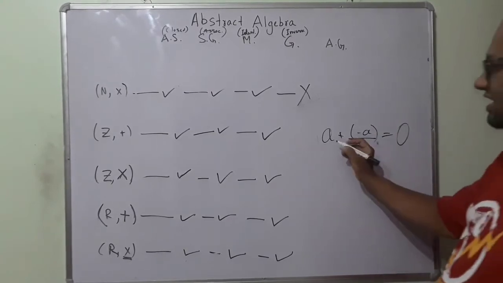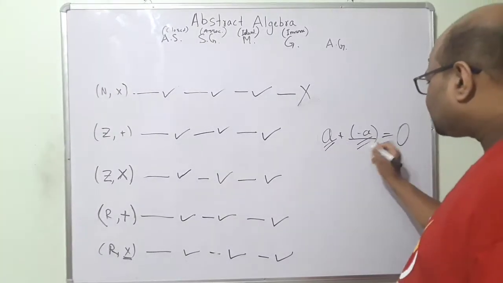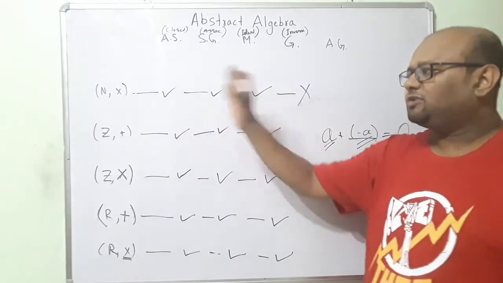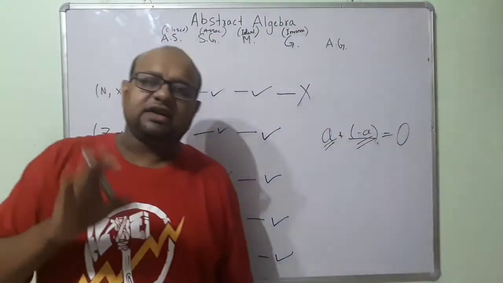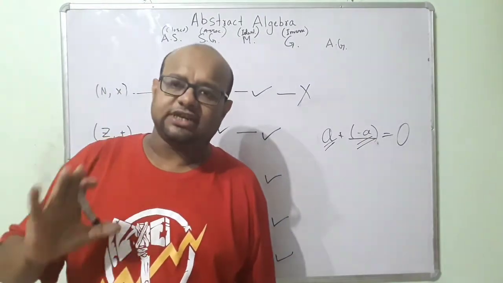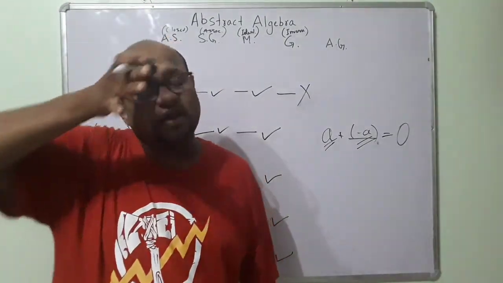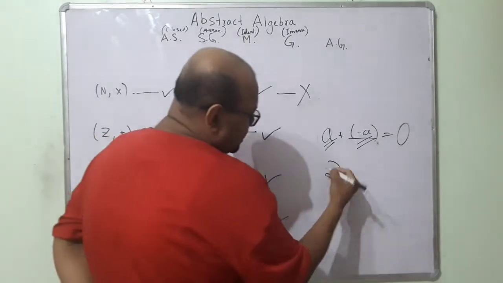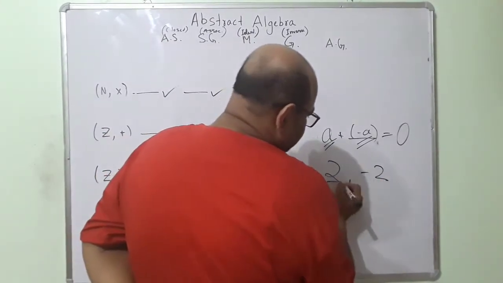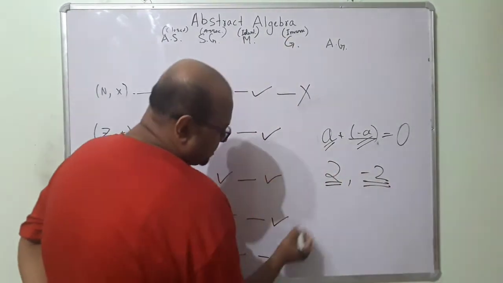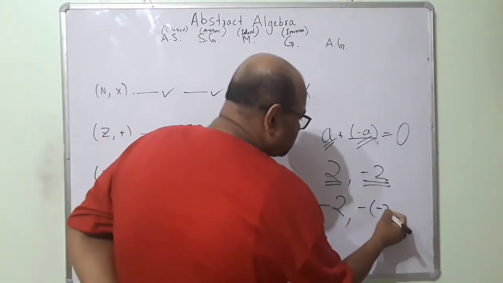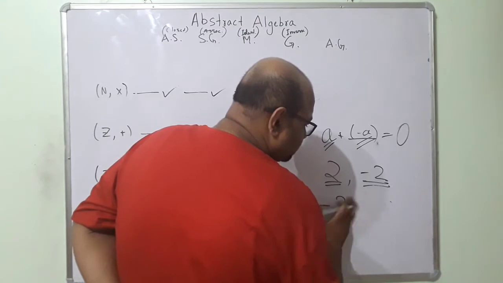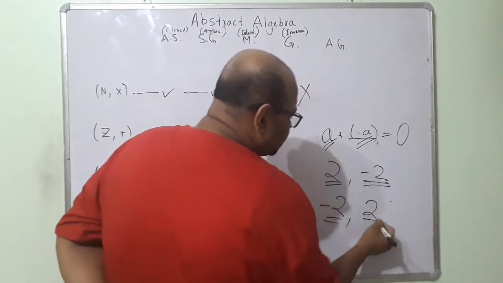So here is the question. If a is an integer, does minus a belong to the set? So for every integer, does the additive inverse belong to the set? It does. For every integer, say 2, the additive inverse is minus 2. So this is an integer, this is also an integer. The additive inverse of minus 2 is 2. This is an integer, this is an integer.